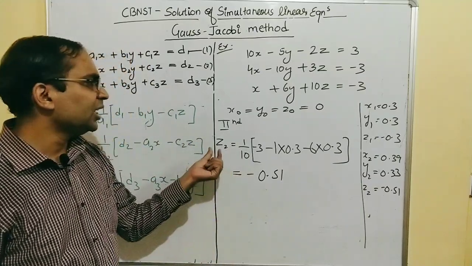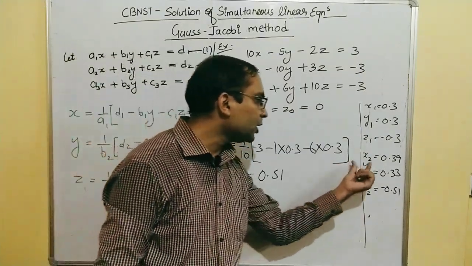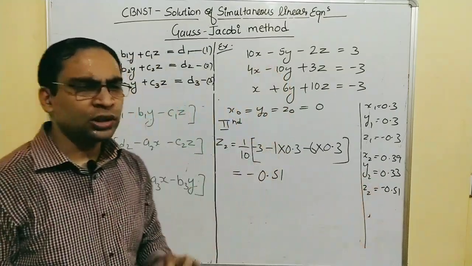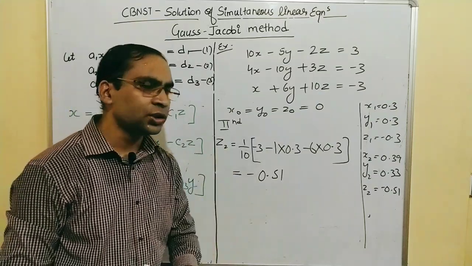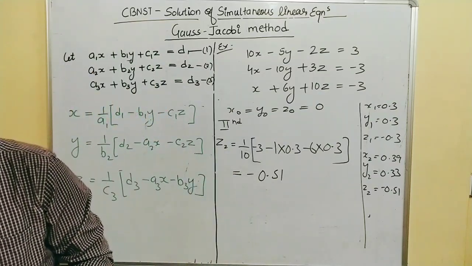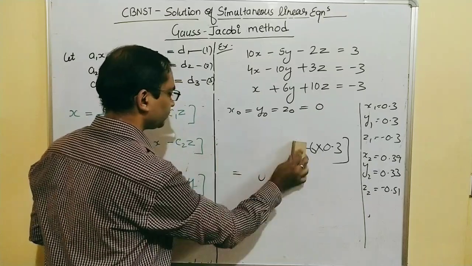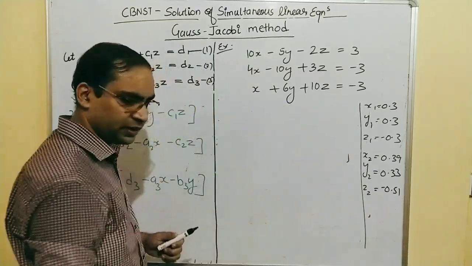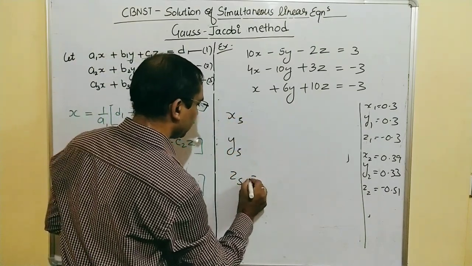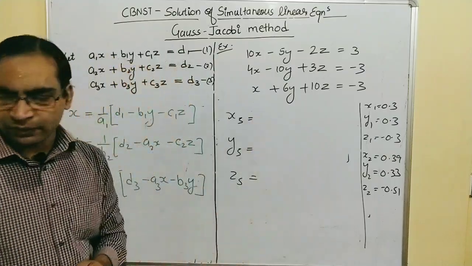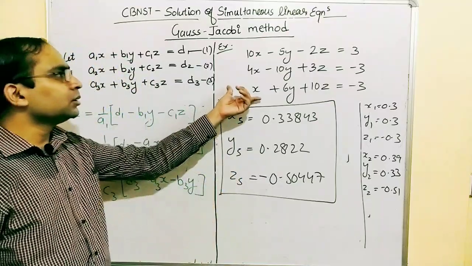In the third iteration, we will be finding out the values of x3, y3 and z3, and for that purpose we will be using x2, y2 and z2. So this iteration will continue till our desired accuracy. You can perform lots of iterations. In this question I have performed the fifth iteration. In the same way we can continue and find out the values of x5, y5 and z5. This is the answer of this given system.